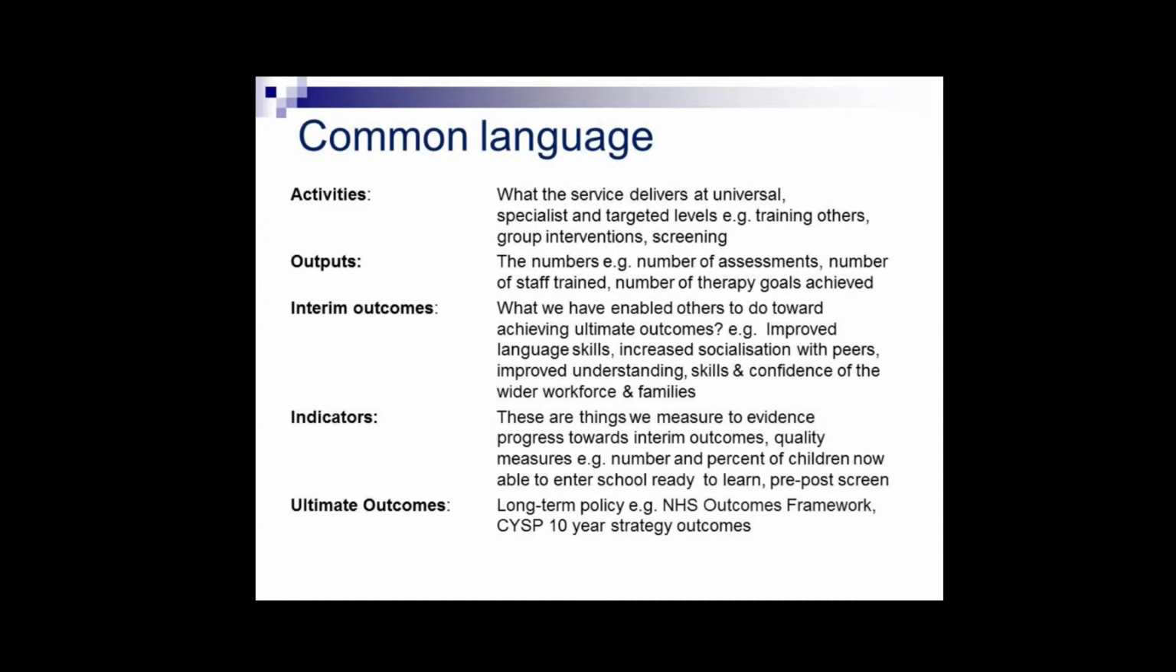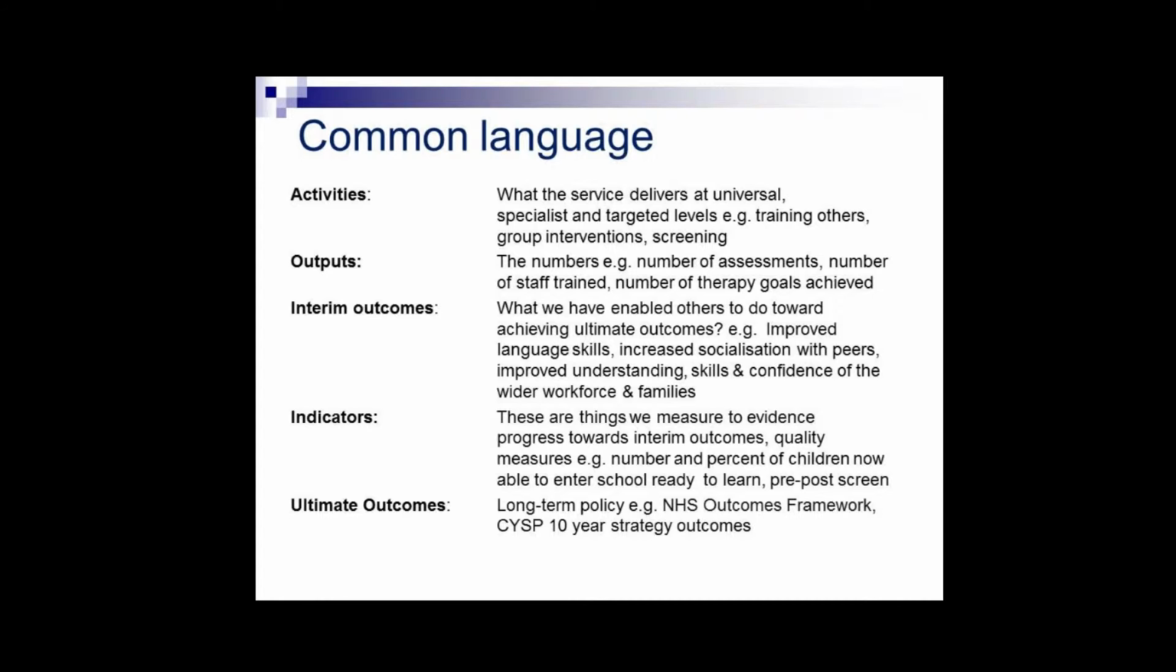Outputs is the numbers. For example, how many assessments are being done, how many staff are being trained, what are the number of therapy goals achieved. Interim outcomes are what have we enabled others to do towards achieving those ultimate outcomes. For example, an activity, now you can say that people have got improved language skills, they've got increased socialisation with peers, improved understanding, skills and confidence in the wider workforce and families. So those might be some examples of things that would be in your interim outcome column.